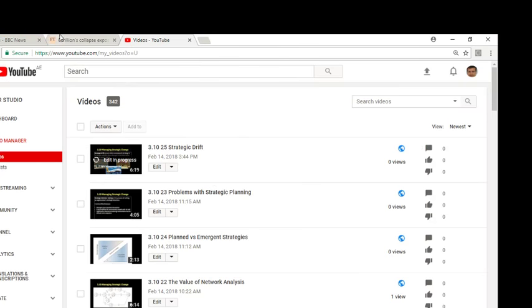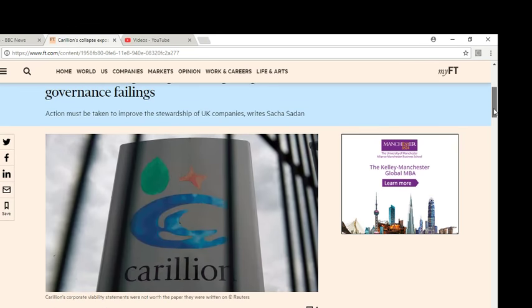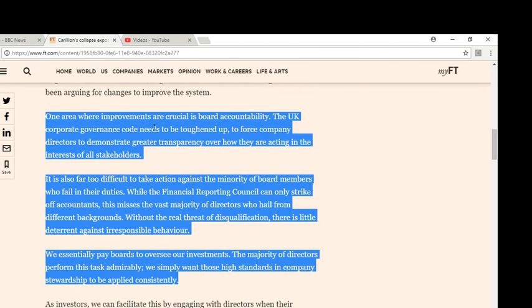In the Financial Times, there is a story here about the collapse of Carillion, a big business that collapsed early in 2018. One area where improvements are crucial is board accountability. The UK Corporate Governance Code needs to be toughened up to force company directors to demonstrate greater transparency over how they're acting in the interest of all stakeholders. So company directors are the people who are running it. It is also far too difficult to take action against the minority of businesses who fail in their duties. We essentially pay boards to oversee our investments. The majority of directors perform this task admirably. We simply want those high standards in company stewardship to be consistently applied.